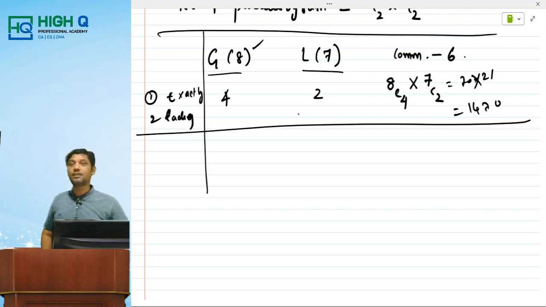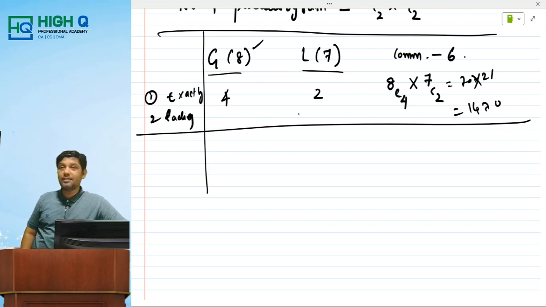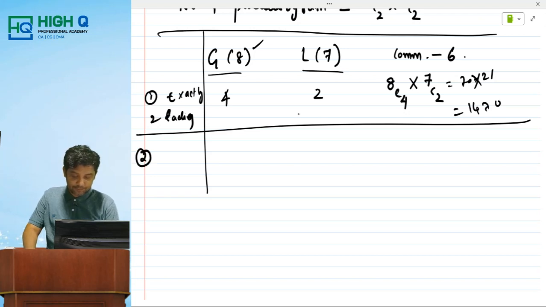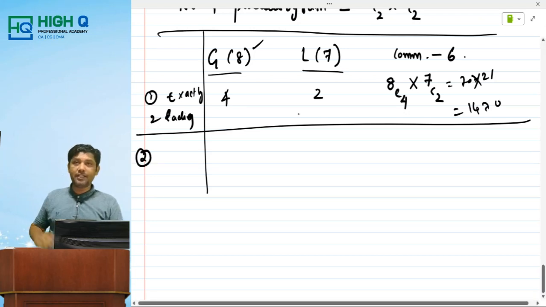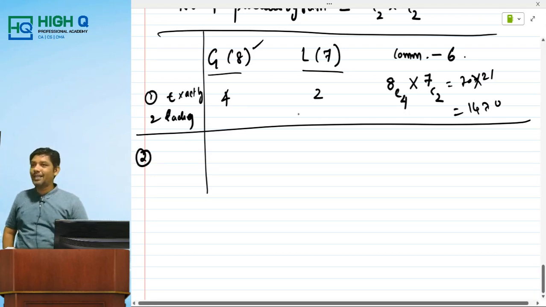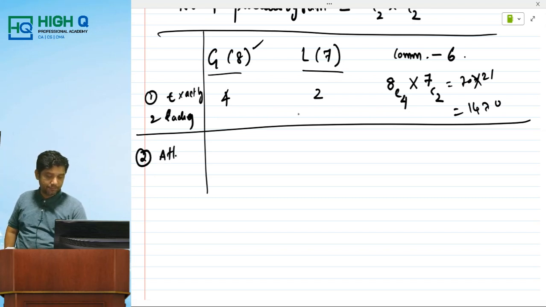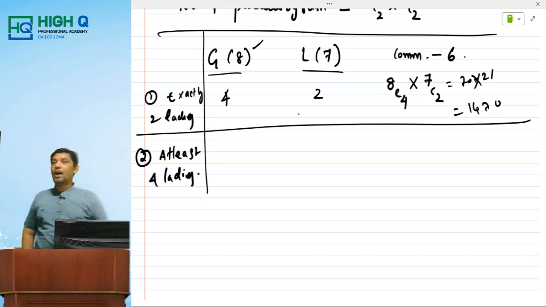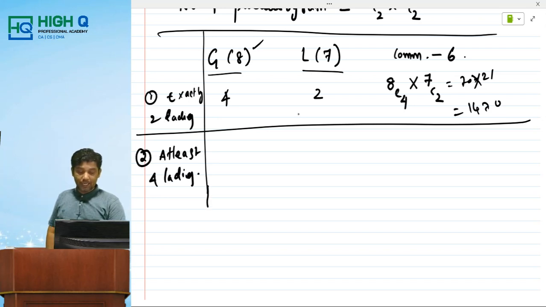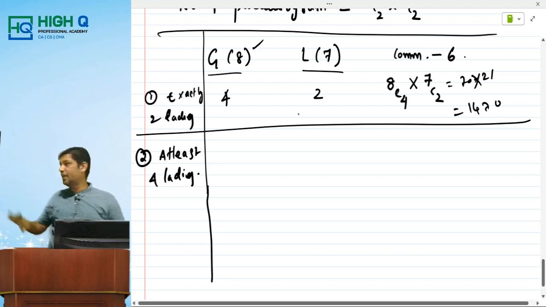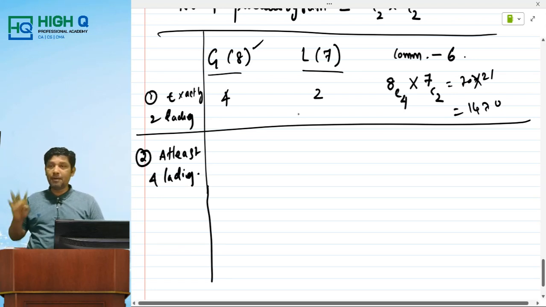1470, sorry, 1470. Yes, 21C70s are 1470. Correct? That's it. You understand this? Now, second, the committee contains at least 4 ladies. What is at least 4 ladies? Minimum 4. Okay, minimum 4.